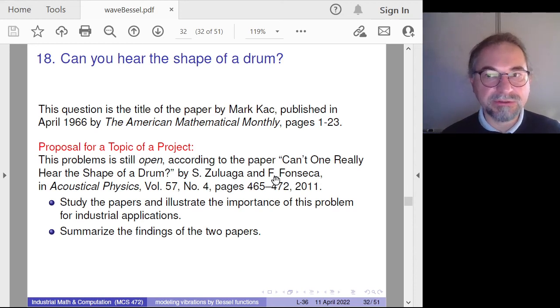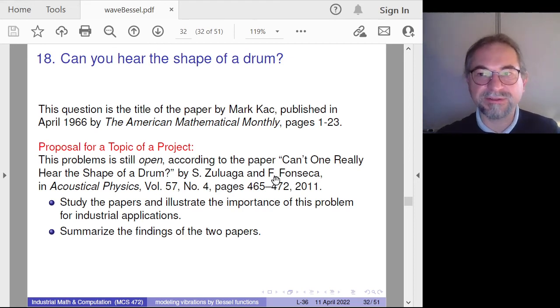So the industry fell out. One can argue that beating a drum is actually not really something that people do in an industry. But the main point of the topic for this project is actually that you figure out why this is an important problem in industry. So in various areas, the solution to this problem is very important.